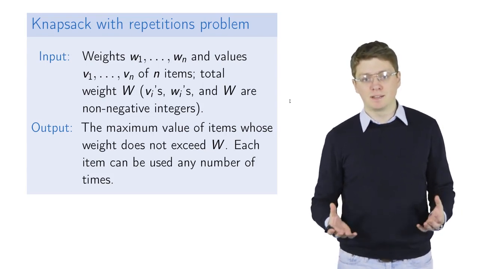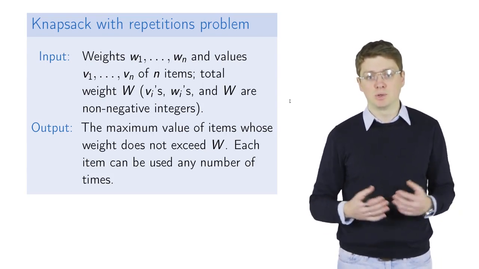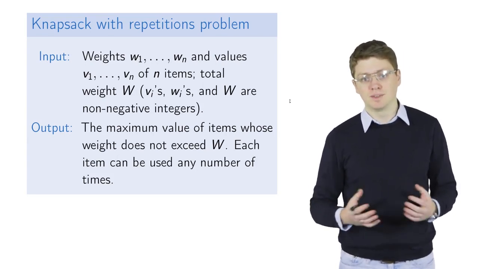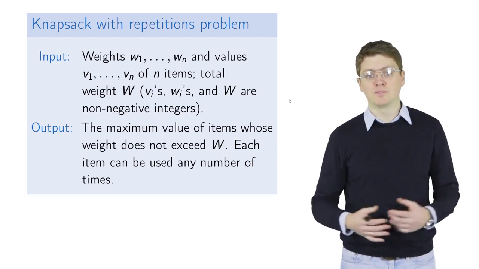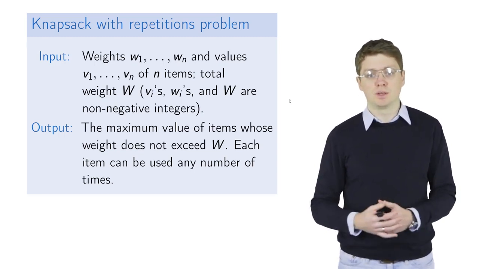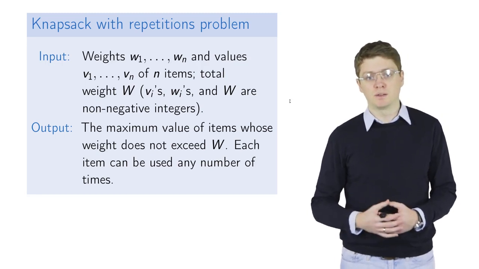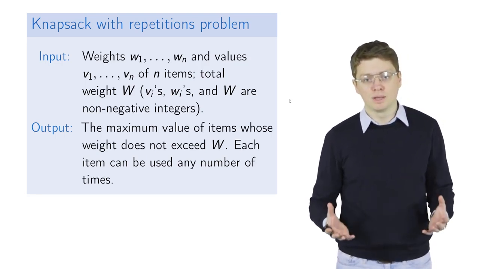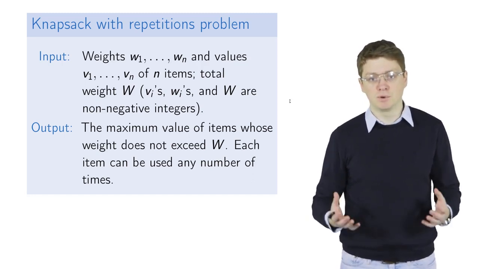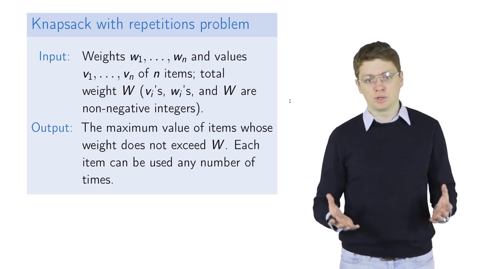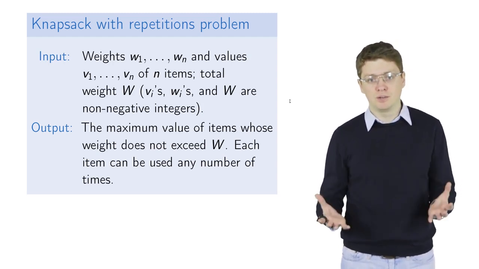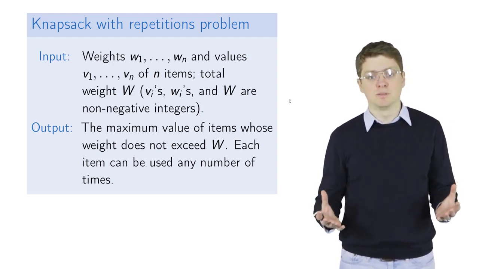We are given n items with weights W1, W2, and so on, Wn, and its values are V1, V2, and so on, Vn. By capital W, we denote the total capacity or the total weight of the knapsack. And our goal is to select a subset of items where each item can be taken any number of times, such that their total weight is at most capital W, while their total value is as large as possible.